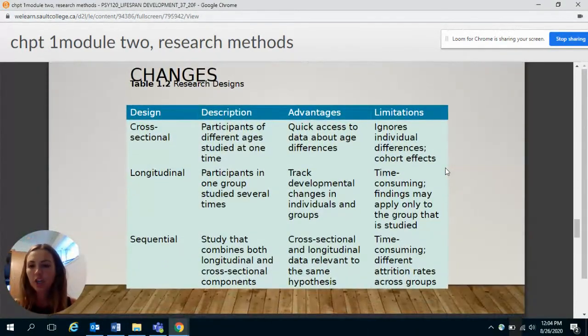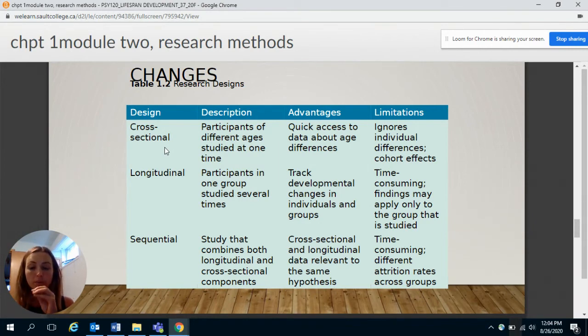So here's just a chart that you can read through that looks at the advantages and the limitations of cross-sectional. That means you're studying groups of people at different ages all at one time. Let me say that one more time. You have different ages of people all being studied at the same time.